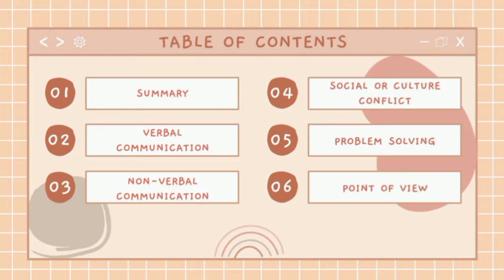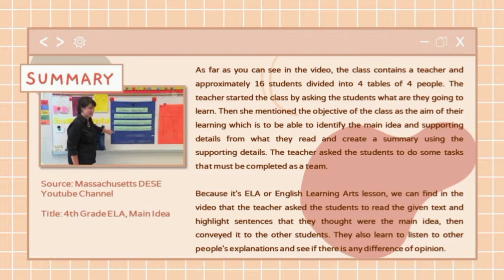There are several matters that we've analyzed from the video. First of all, we'll give you the summary, a brief explanation of what the video is about. And then we have verbal communication, non-verbal communication, social or culture conflict, problem solving, and the last one is point of view. The video that we've analyzed is a video uploaded by a YouTube channel called Massachusetts DESE.